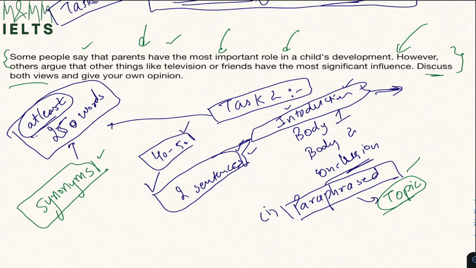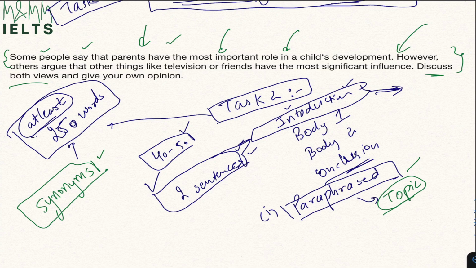Now, in the exam, you can have different types of essays. You can have problem solution, you can have direct question, you can have so many different types of essays, and this method will work with any type of essay that you get. First step is to paraphrase whatever the statement has been given. Now, they are saying, some people say that parents have the most important role in a child's development.